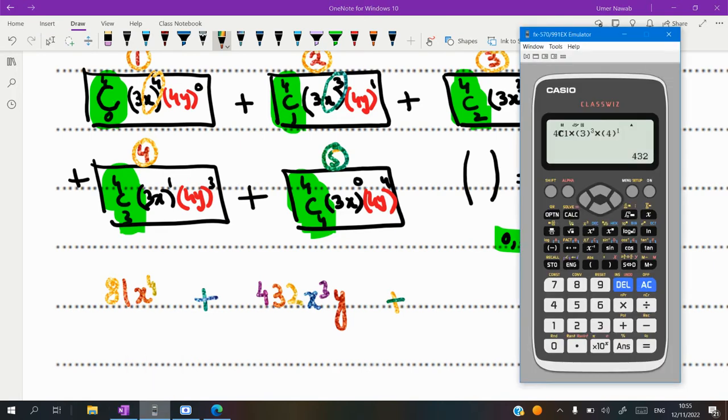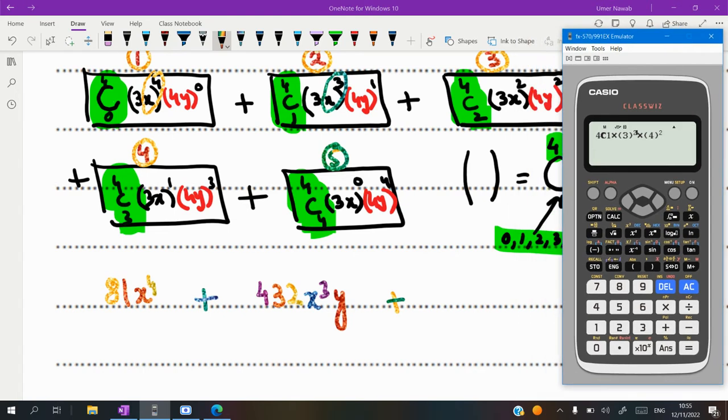Next, again, I'm gonna change the power to 2 and this power decreased to 2. Each time the power of a is decreased by 1 and the power of b increased by 1. But the sum of the powers of both a's and b's is always equal to n, which is 4.